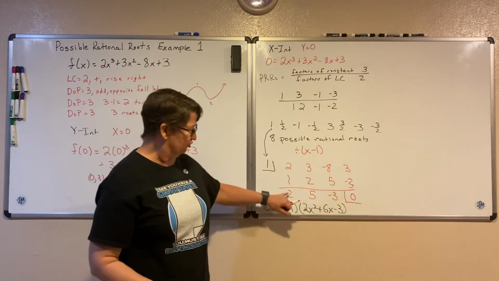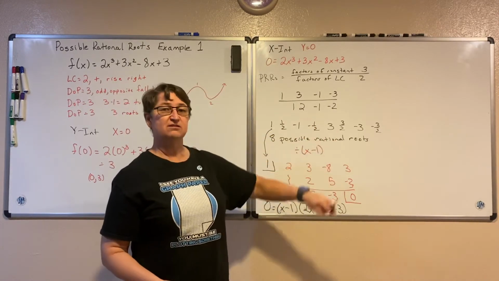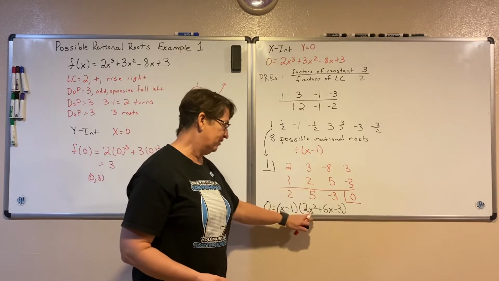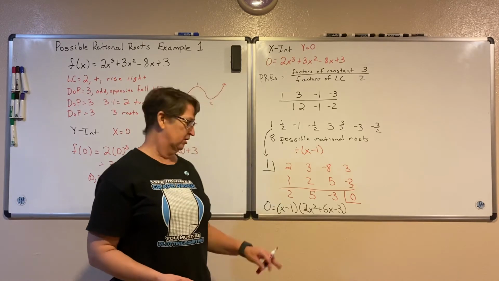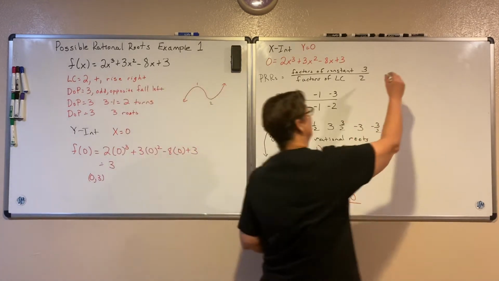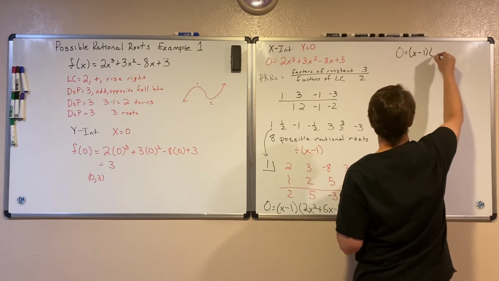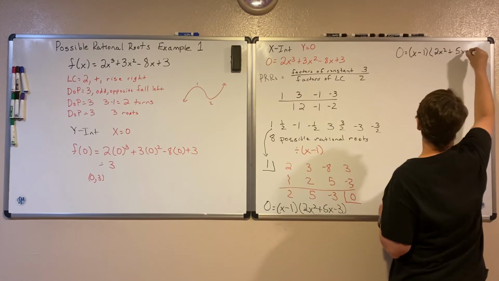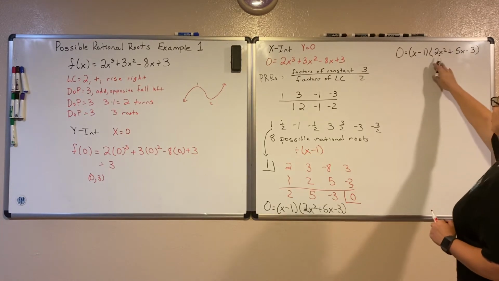I could use this and continue to work through my list to see if I could find another rational root. Or in this case, it's 3 terms. Maybe my AC method will work. So we're going to go through and find those factors. So I have x minus 1 times 2x squared plus 5x minus 3. And it turns out that AC will work with this.